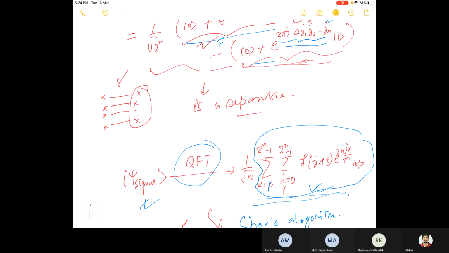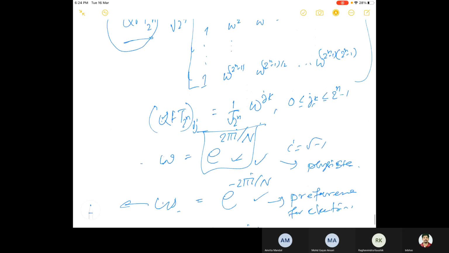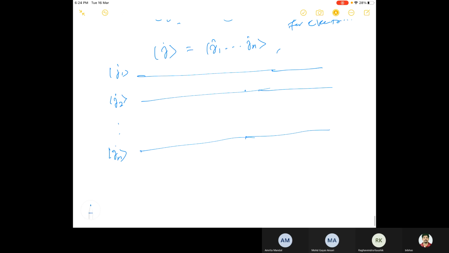Yeah, in terms of this k, I will have n k qubits. So if k equals k1 k2 kn, then I want this to be finally k1 k2 dot dot dot. Okay, this is what I want.